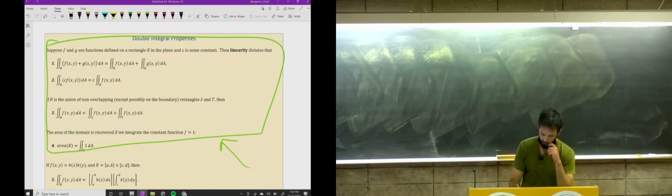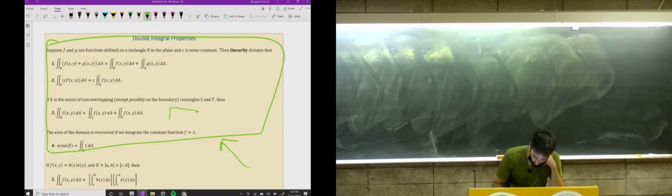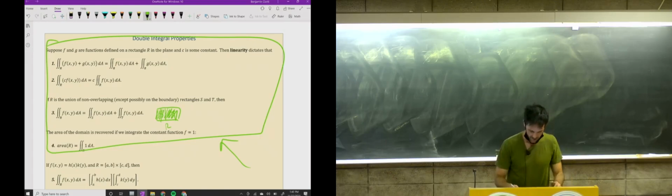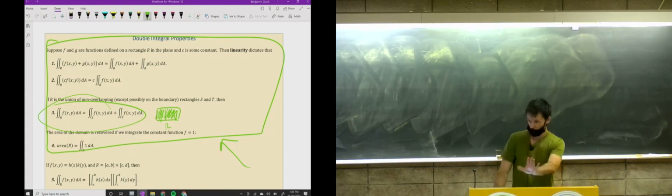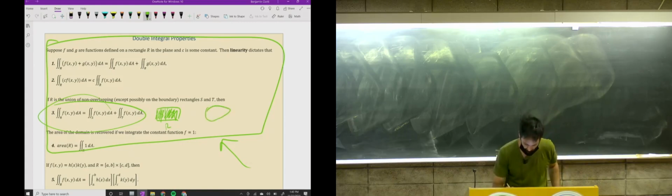Another property is, let's say you want to integrate over a union of 2 rectangles. Say like this. If you split R into 2 rectangles, S and T, the integral of f over R is the sum of the integral over S and the integral over T. And this property also holds for much more general shaped regions. I'm showing it to you now for rectangles, but it actually holds for any non-overlapping regions S and T.